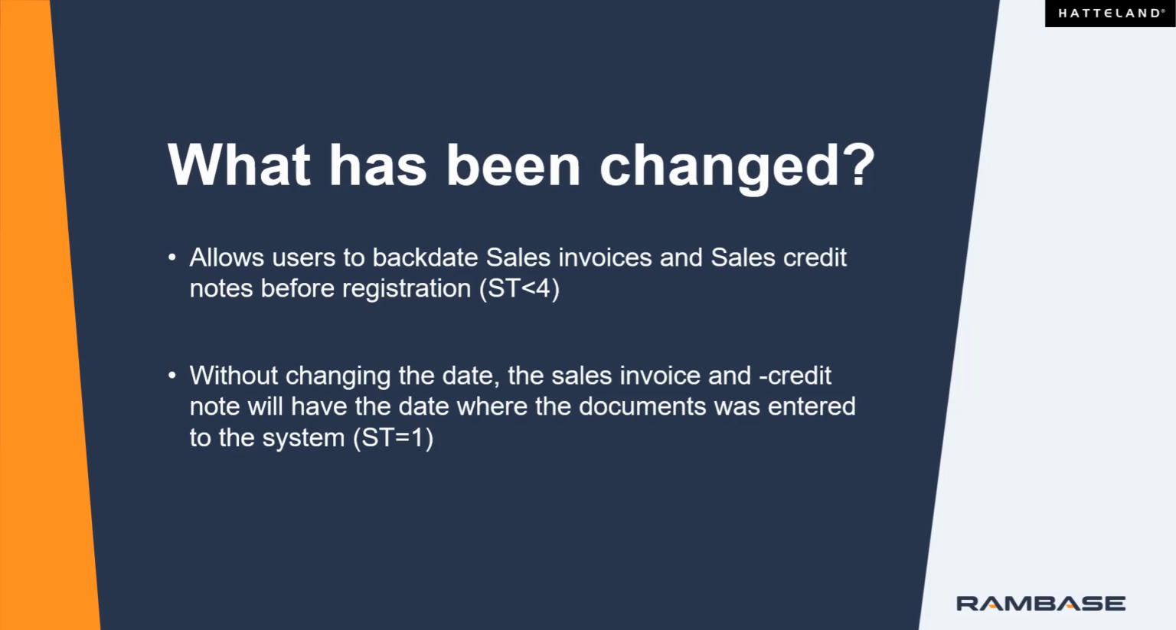So, what has been changed is that the new feature allows users to manually backdate sales invoices and sales credit notes with status less than 4. In other words, before the documents are registered. Earlier, the sales invoice and credit note would have the date where it was registered to status 4, but now it will get the date where the invoice or credit note was entered to the system, which means status 1, unless you are actively changing the date before registration.